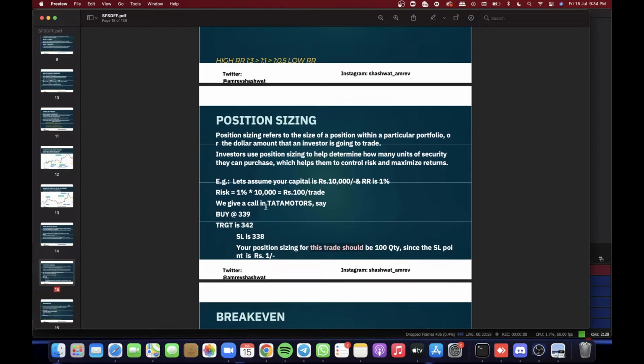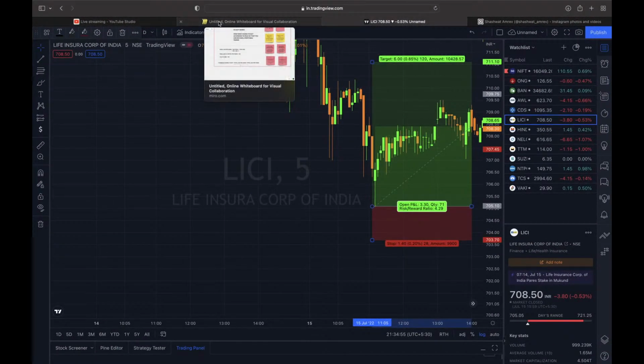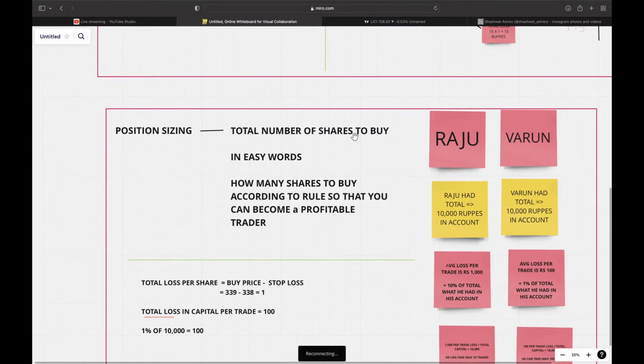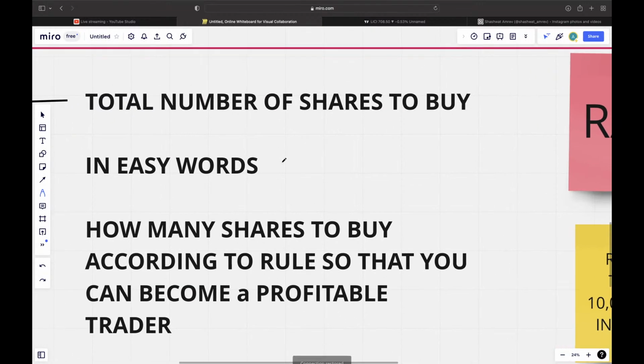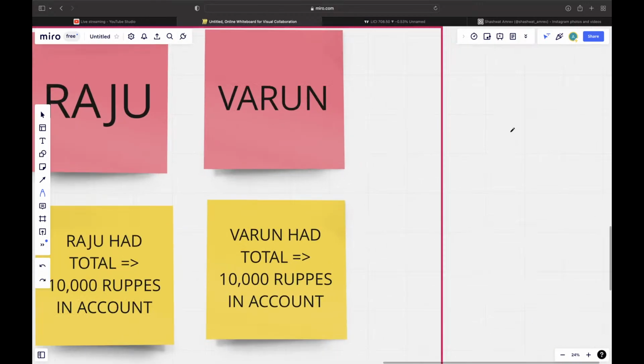Sir, can you give a quick recap? Yes. Recordings will be available in the group, and the quick recap is this. Position sizing is the total number of shares to buy. In easy words, how many shares should we have? How much quantity should we buy so that we are on the safer side?